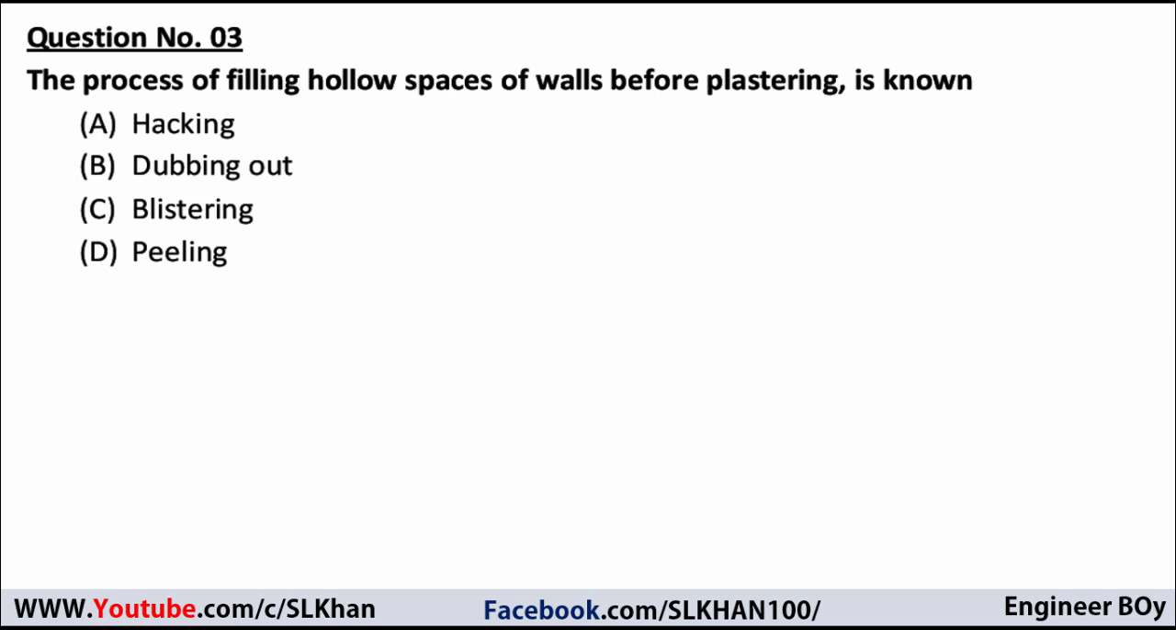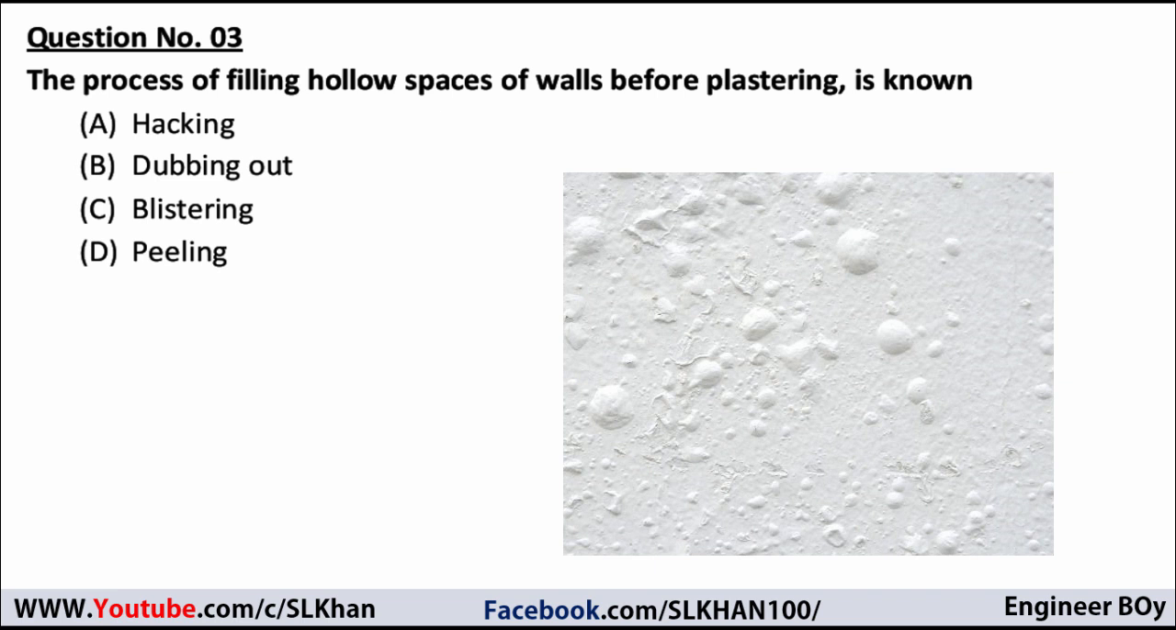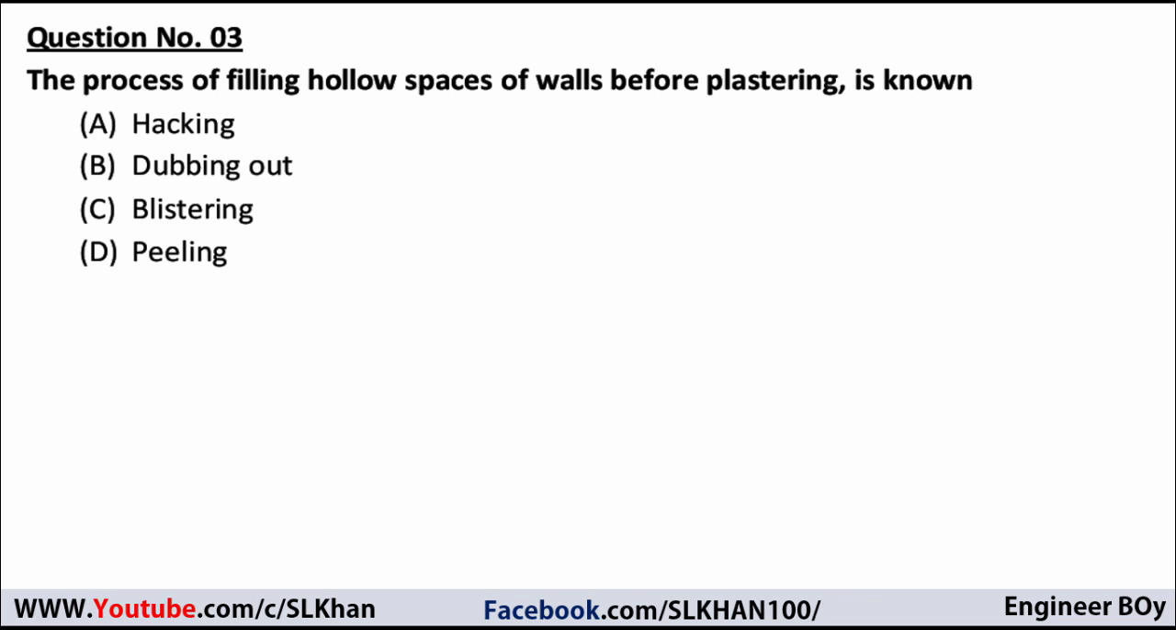And I think blistering means bubbles, which occurs in plaster due to hydration of cements. That's also not okay. Option B is the correct answer, that's dubbing out.